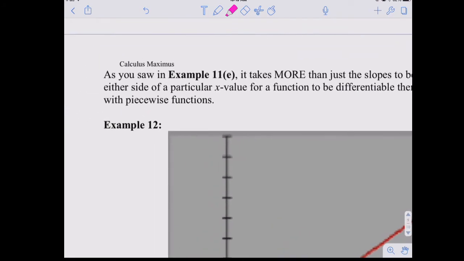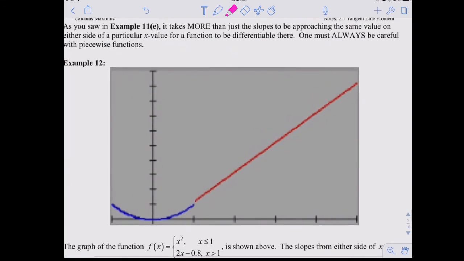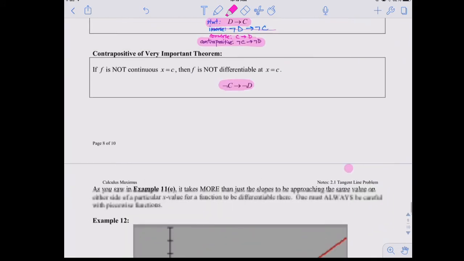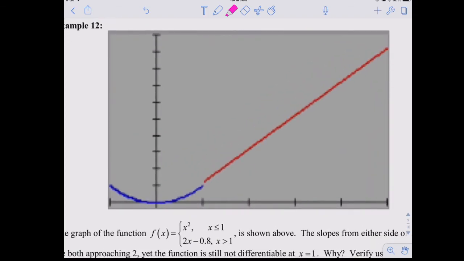Okay, so as we saw in example 11, it takes more than just the slopes being the same from either side. It has to be continuous first, and then the slopes have to be the same. So here's one last function that's very similar to what we did up here on example E. We have a parabola, x squared, to the left of 1, and we have a line with the slope of 2 to the right of 1.